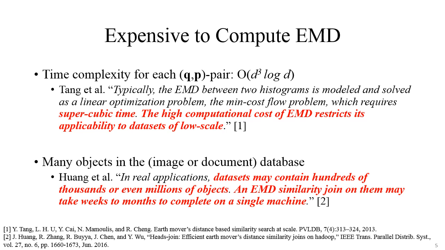Even though EMD is more robust than other types of similarity measures, it is very time-consuming to compute EMD. Many research studies also complain about the inefficiency of EMD. As an example, Tang mentions that the high computational cost of EMD restricts its applicability to datasets of low scales. As another example, Huang mentions that datasets may contain hundreds of thousands or even millions of objects, and EMD similarity drawn on them may take weeks to months to complete on a single machine.